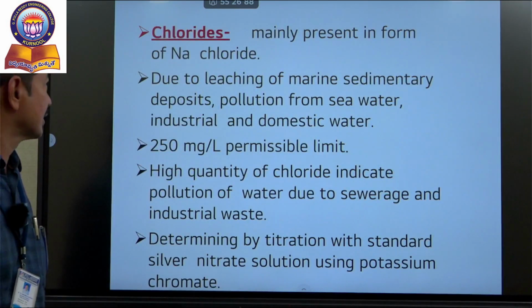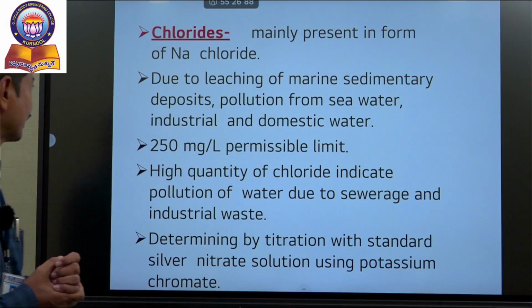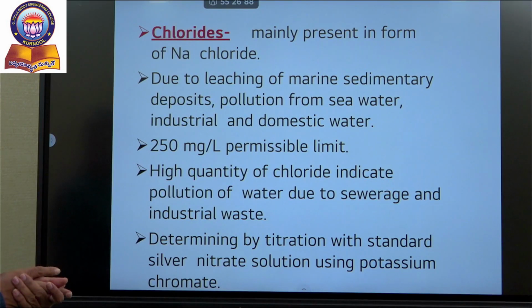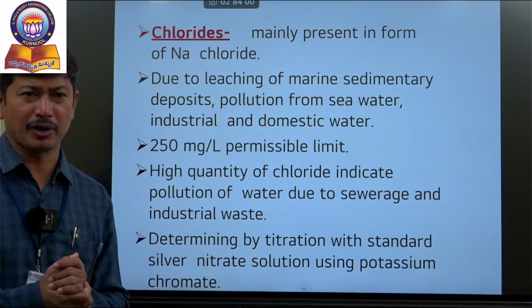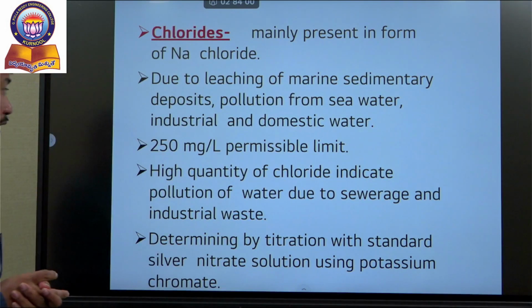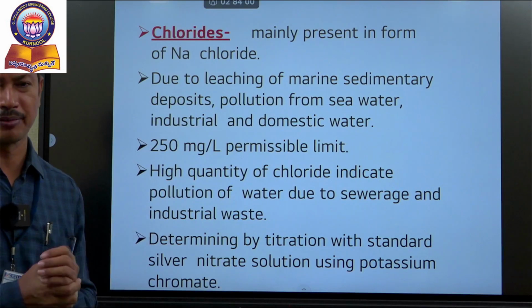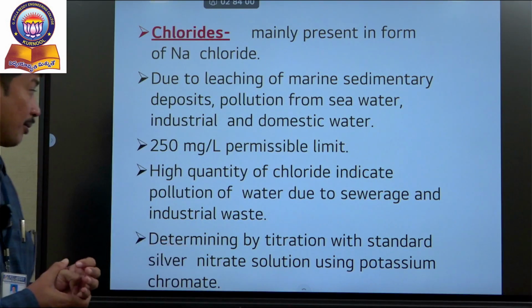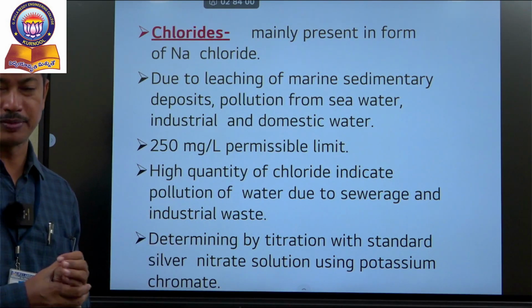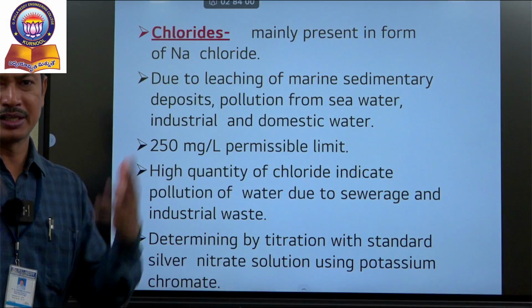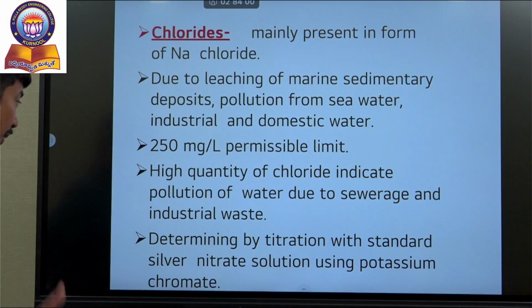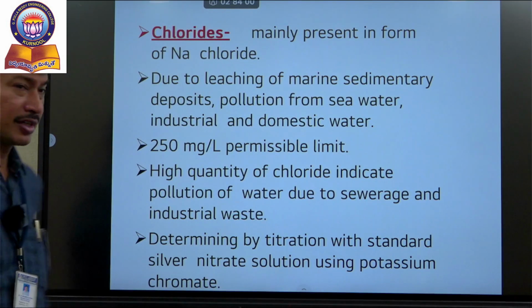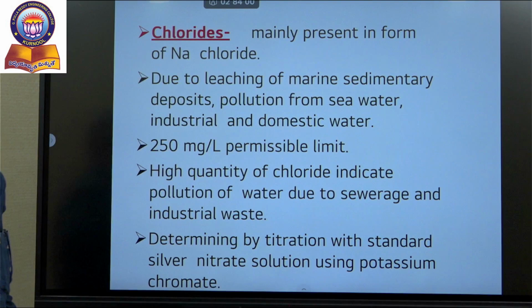Chloride is mainly present in the form of sodium chloride, due to leaching of marine sediment deposits, pollution from seawater, and industrial and domestic wastewater. The value of 250 mg per liter or below is good for drinking, and a high quantity of chloride indicates contamination from various sources. Maybe in water supply pipes, when testing shows high chloride, that indicates some wastewater is mixing along the pipeline. It is determined by titration with standard silver nitrate solution, adding potassium chromate as indicator.